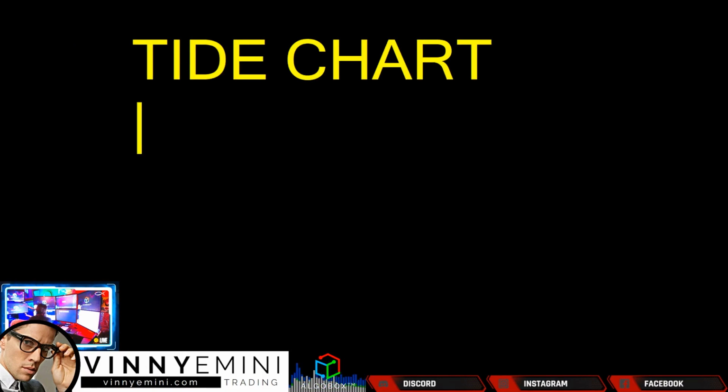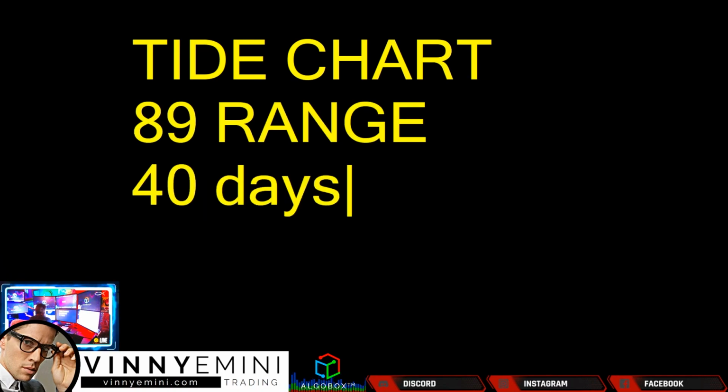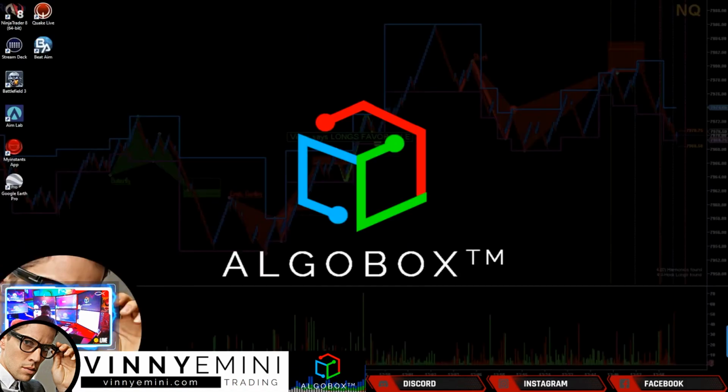Tide chart for AlgoBox is going to be the 89 range for us, and you're going to select 40 days. Así que agarran el chart, seleccionan 40 días y lo único que tienen que hacer es esperar que se descargue esa data. Una vez que se descargó, listo, toda esa carpeta que les mostré va a estar llena de data.